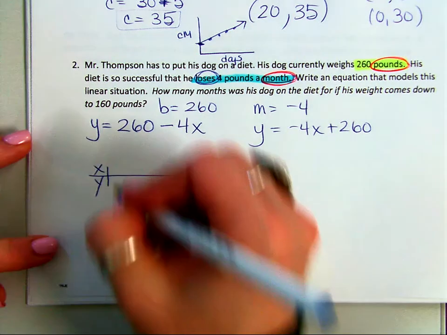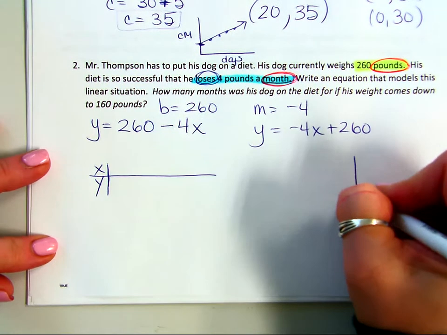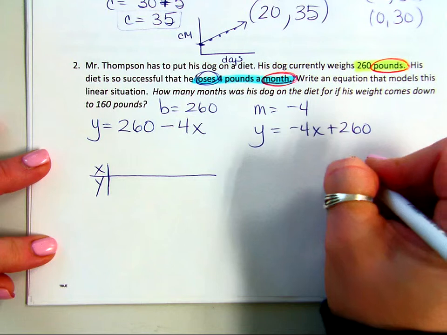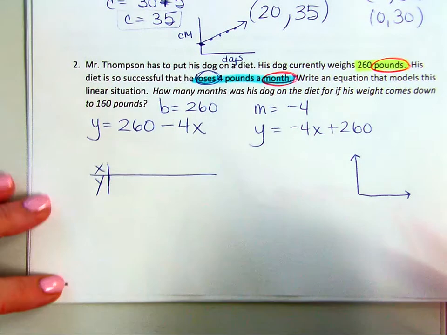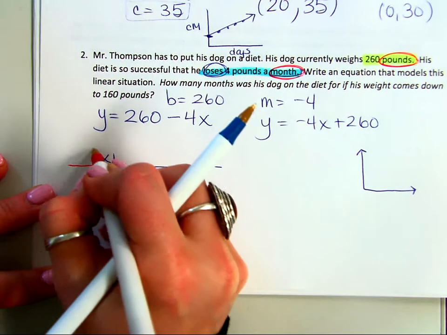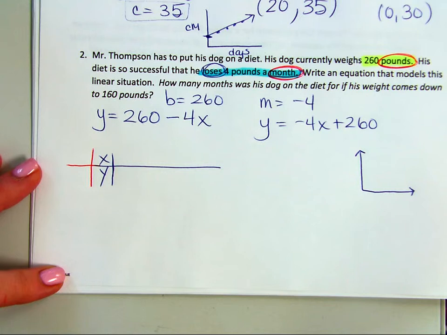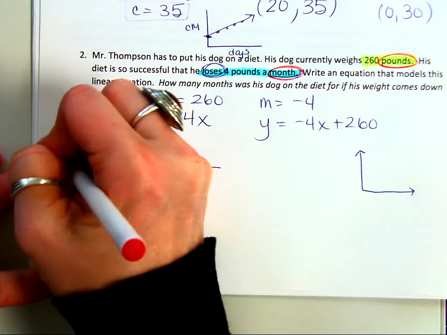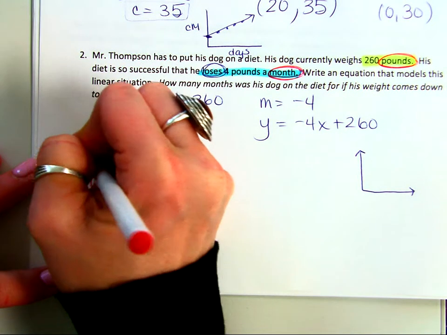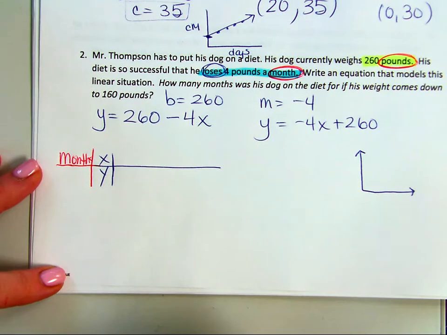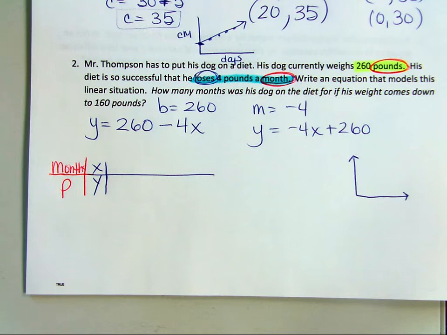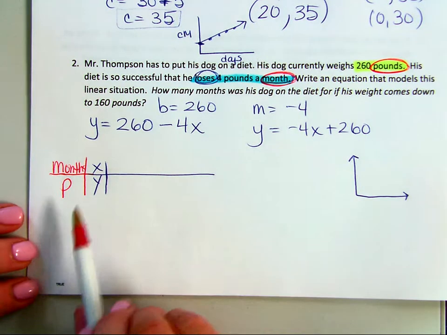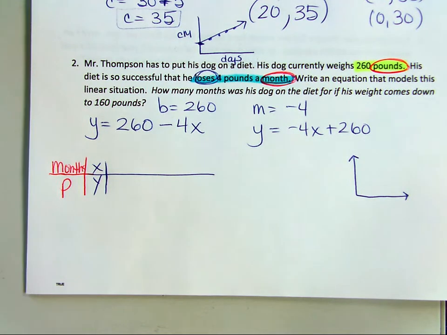If I were to graph this, what would my x be? X is your time. So what am I going to put right here? I'm going to use M for months. And I'm going to use what? P for pounds. So now that you know that, go rewrite yourself a new equation. So don't use an X and a Y.